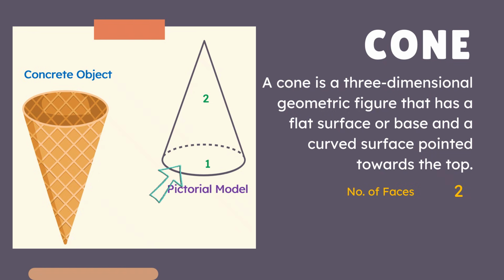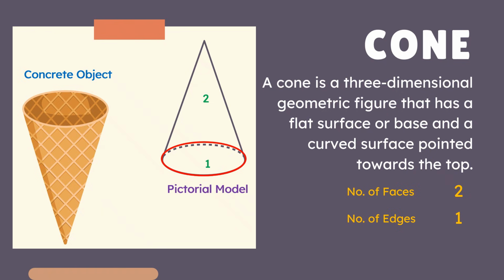1 flat face, the circular base, and 1 curved face, the lateral surface. Next, how many edges does a cone have? What do you think the answer is? Okay, let's find out. Alright, this is only having 1. The circular edge where the base meets the curved surface.